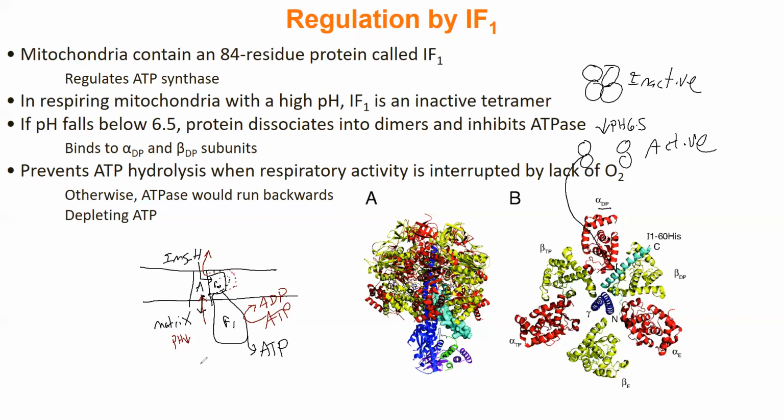So to prevent that, that's what IF1 is doing. IF1, I guess I'll go to blue here. IF1, this is an alpha, and this is a beta subunit. As shown in the picture there, IF1 becomes active at low pHs, goes and interacts with the F1 subunit. And that's how we can prevent our ATP synthase from running backwards. And that usually happens when you're low oxygen.